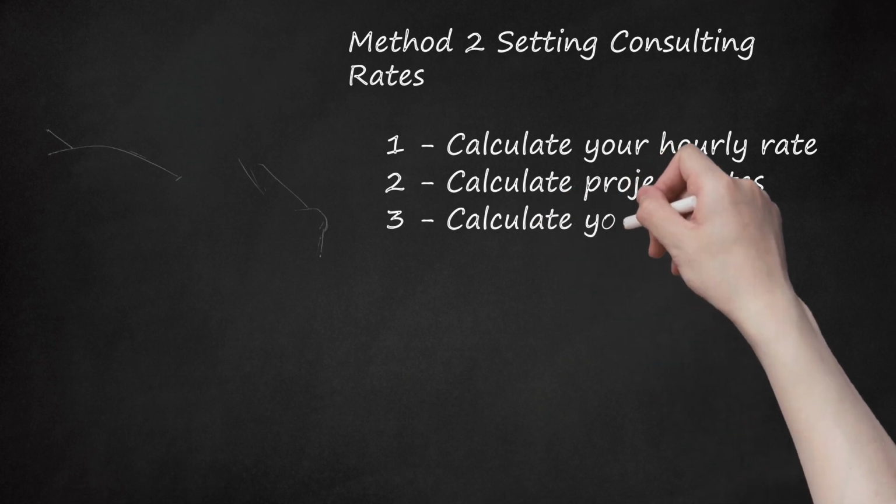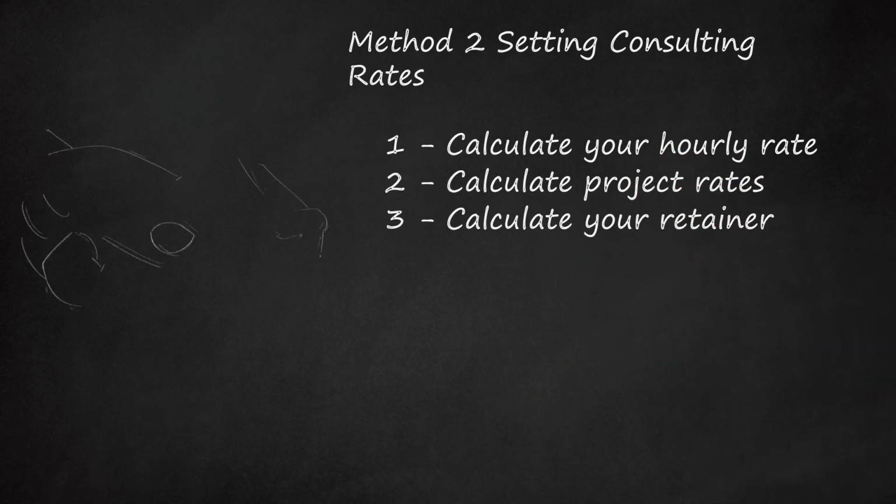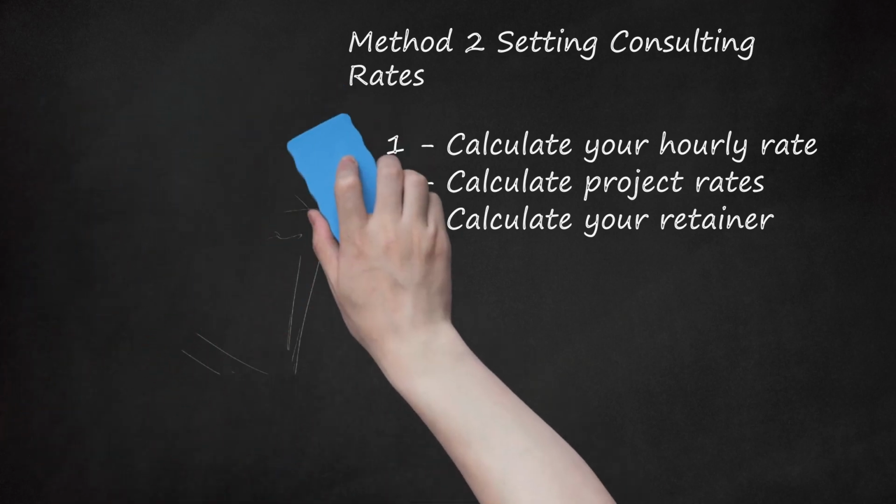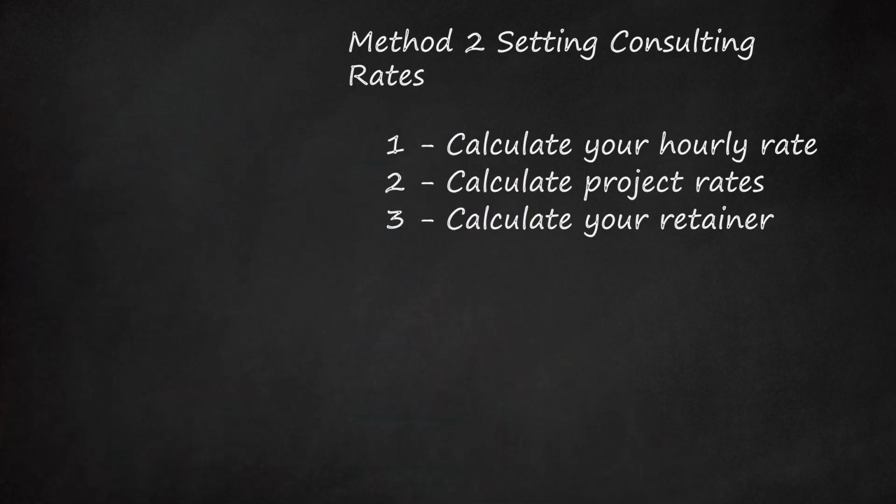3. Calculate your retainer. If a company wants a number of projects in a month, quarter, or year, you can sit down and calculate what amount of time you will be setting aside to work on their projects. If you cannot judge by a project basis, then decide how many days per week you will work for that company and multiply your daily rate by that number each month you plan to work.